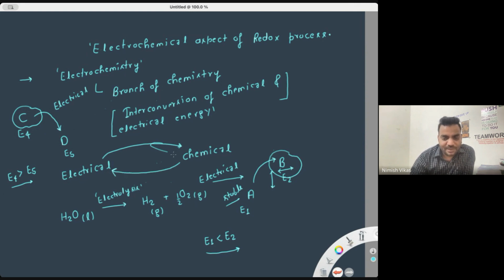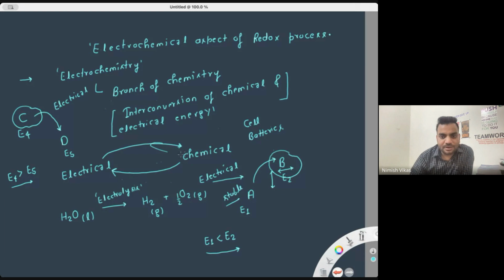So electrical to chemical also we can do, and chemical to electrical also we can do. Chemical to electrical, you have seen many applications like batteries and cells. What is there in batteries? There is a chemical stored, and that chemical can naturally convert from higher energy substances to lower energy substances, and energy is released. And the same energy we use in the form of electrical energy.